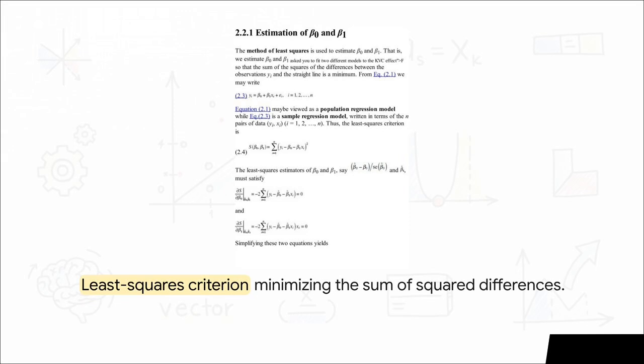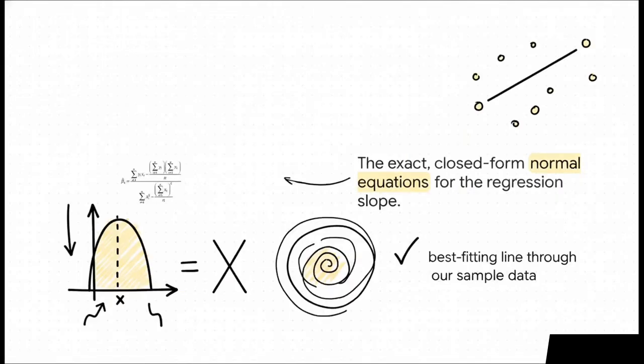This is crucial because it ensures negative and positive errors don't just cancel each other out, and it heavily penalizes the larger errors. Then we just add them all up. And to actually find the absolute minimum of that cost function, we just do a bit of patient calculus. We differentiate it with respect to our parameters and set those derivatives straight to 0. This yields the normal equations, which are remarkably easy to solve. The result is an exact, closed-form equation for our regression slope. It's a beautifully deterministic way to find the absolute best-fitting line through our sample data.